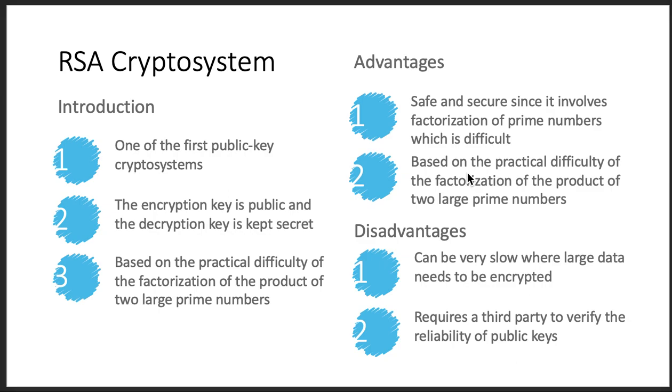It is safe and secure because factorization of the product of two large prime numbers, which will be used in our code, is very difficult. It takes a lot of time, and it can be very slow because during encryption and decryption we raise the numbers to a very large power. It also requires a third party to verify the reliability of the public keys.